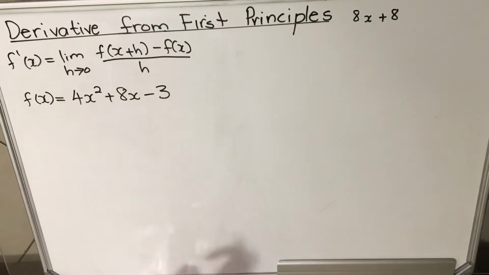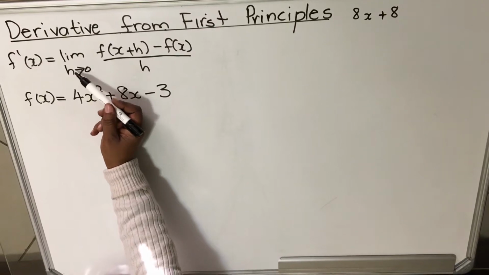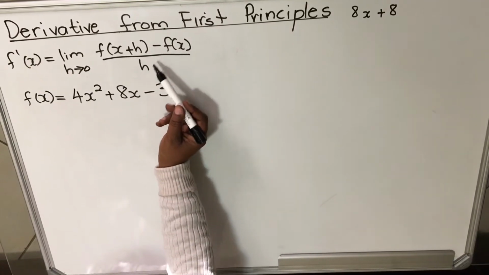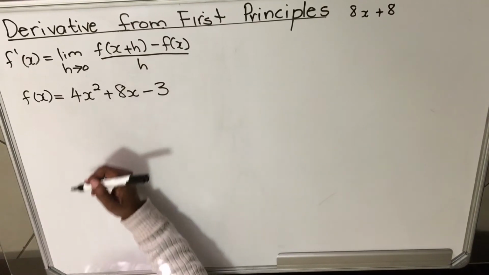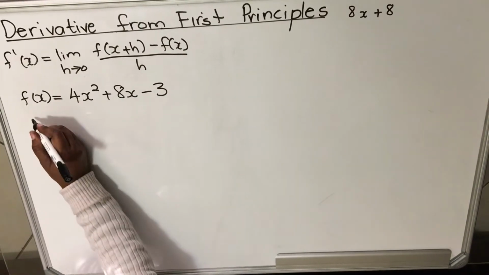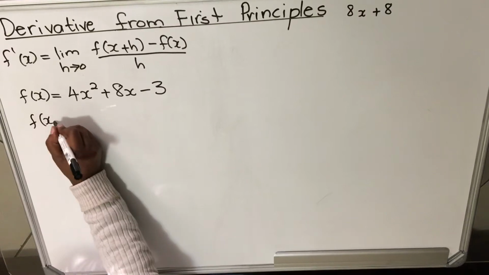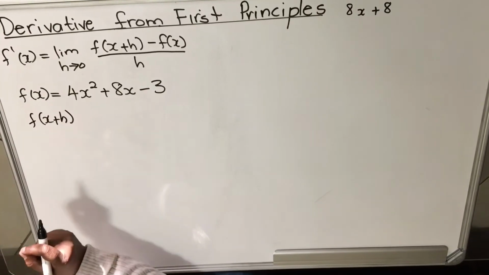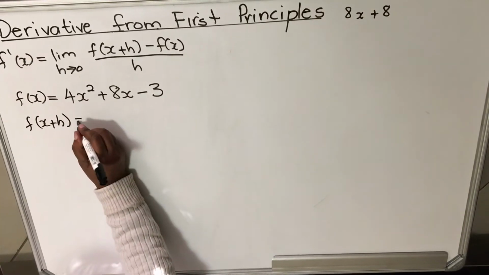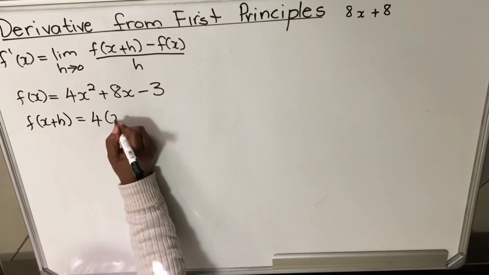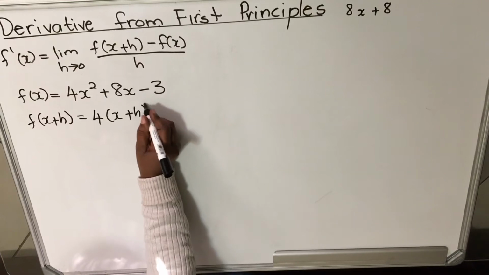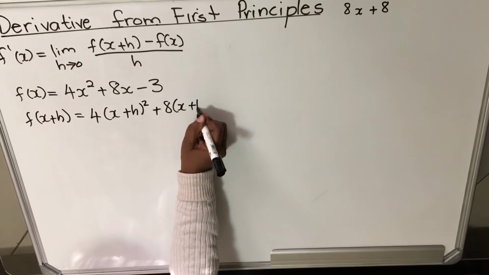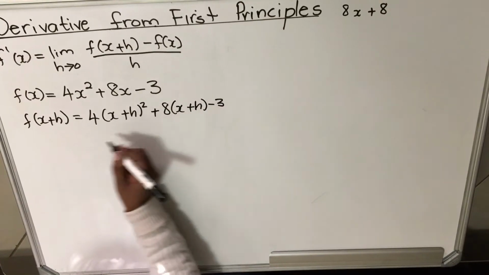The first thing that you do, you find the limit as h tends to 0, f at x plus h minus f at x, divided by h. The first thing before you write, find f at x plus h. What does it mean? It means where there is an x, you're going to write x plus h. So you're going to have 4 into x plus h squared plus 8 into x plus h minus 3.